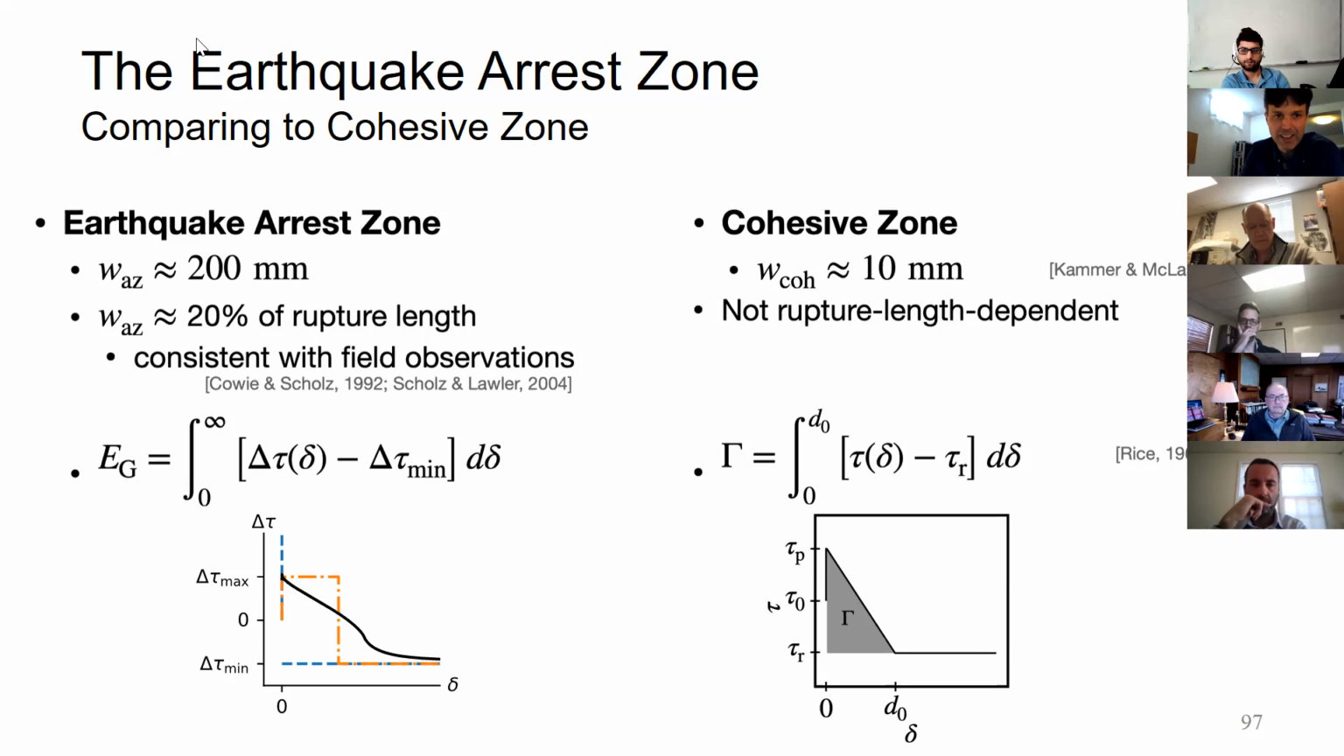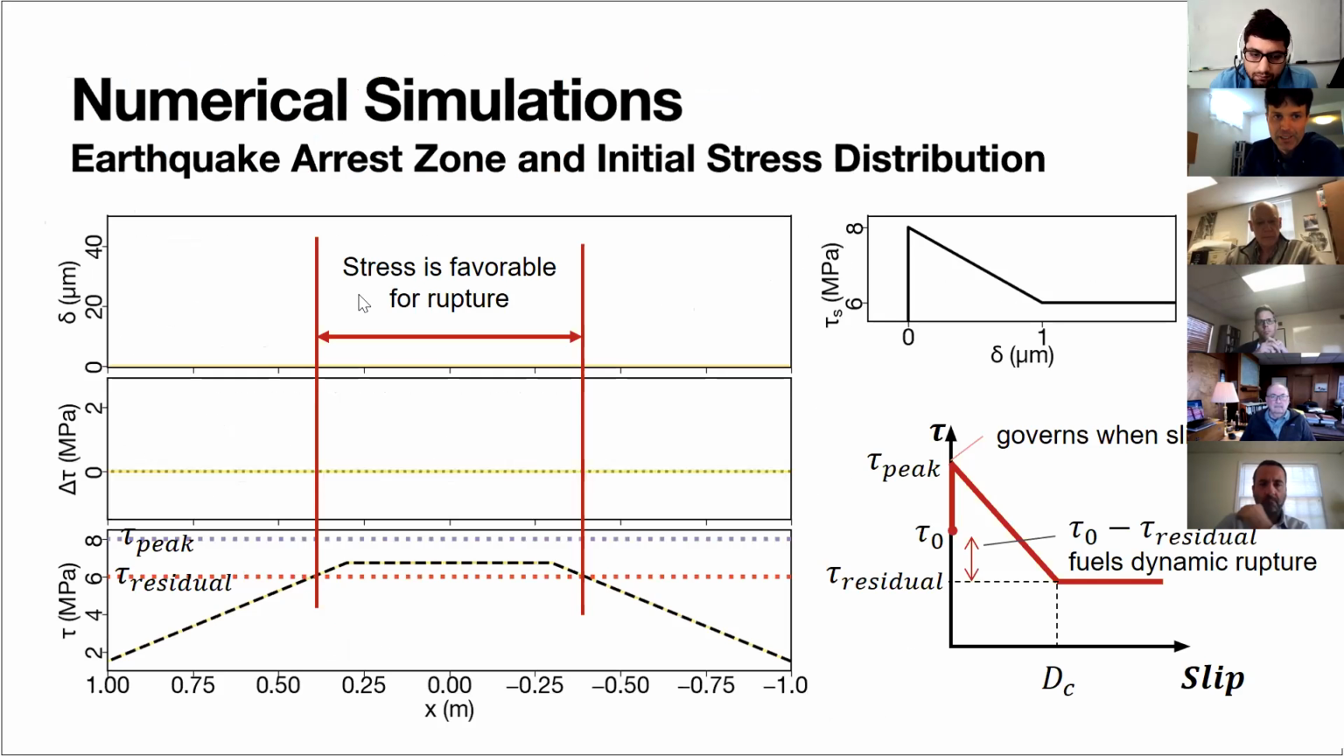And so we did the calculation, based on some experiments, we estimated what this cohesive zone length should be for our rock, and compared it to the arrest zone that we're measuring. And we found that they're off by more than an order of magnitude. So we're like, well, maybe they're different. So we set up some numerical simulations. Dave Kammer is into numerical simulations, so this is working off of his code.